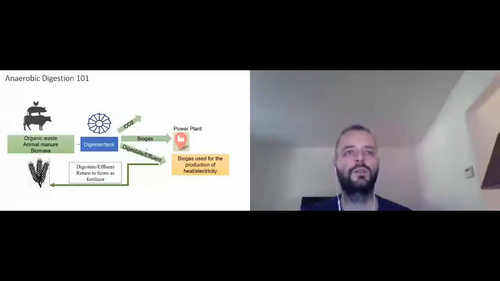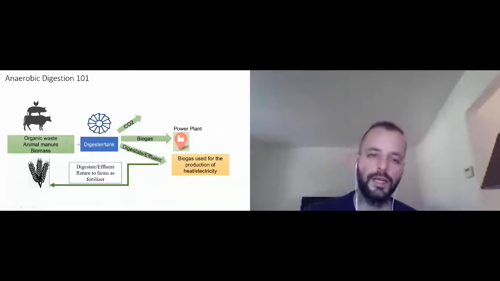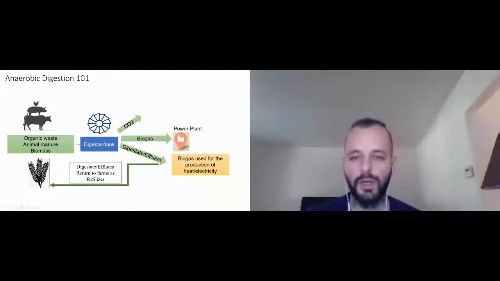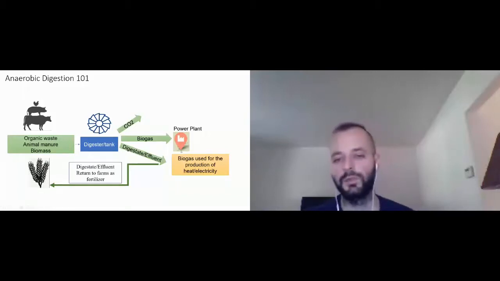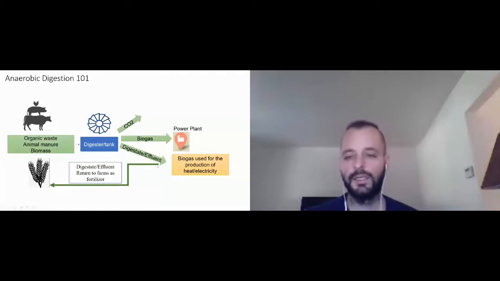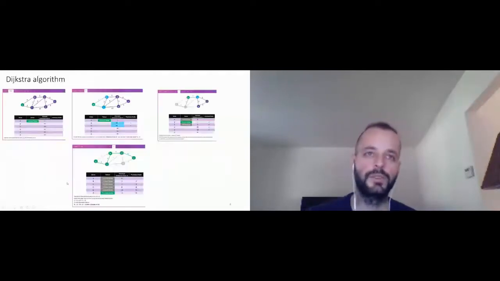A few words about anaerobic digestion. The whole process initializes when organic waste is brought into the digester tank, and you have three byproducts: CO2, biogas, and digester effluent. The biogas is burned at the power plant, and heat and electricity are produced, and the digestate effluent can be used as fertilizer that has to be driven back to the farms.